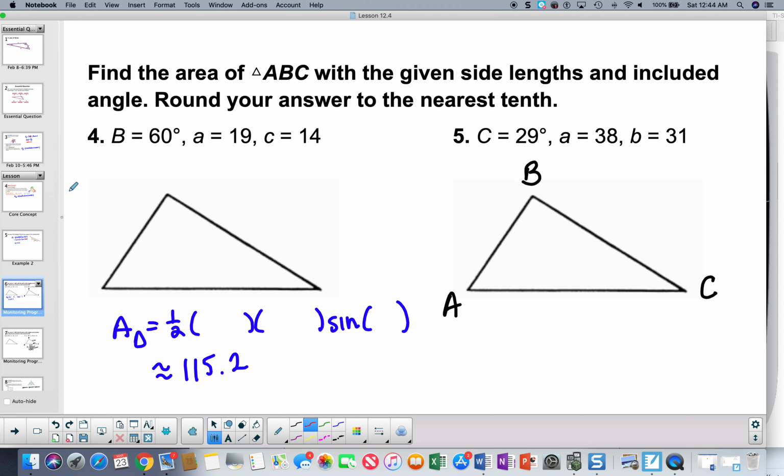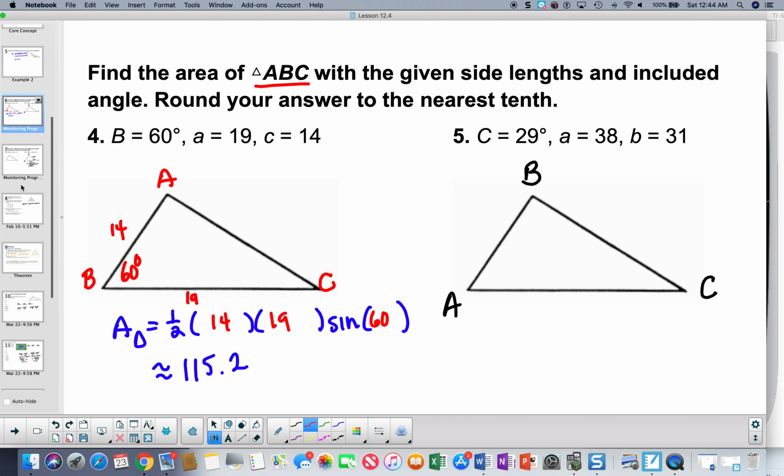Okay, let's go ahead and do this problem. A lot of times they give you the information, but they don't label the triangle for you. So I'm going to put angle B here, and it really doesn't matter where you put angle B. And then I'm going to have an A and a C, because this is triangle ABC. Okay, angle B is 60 degrees. Side A is opposite angle A, so that is going to be 19. And side C is opposite angle C, which is 14. So these are the two sides, 14 and 19, and the included angle is 60 degrees. And put this in your calculator and you should get this.